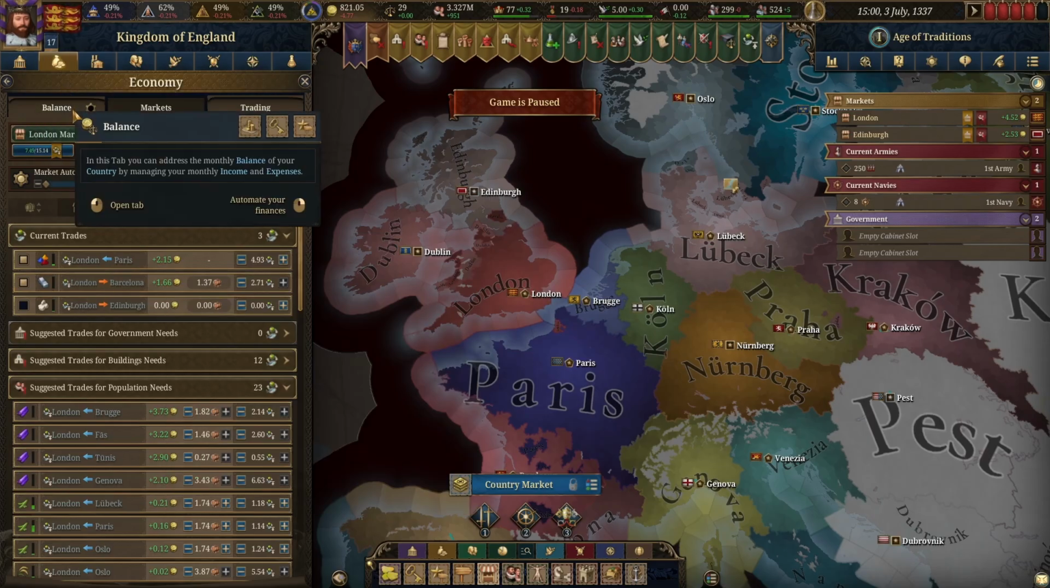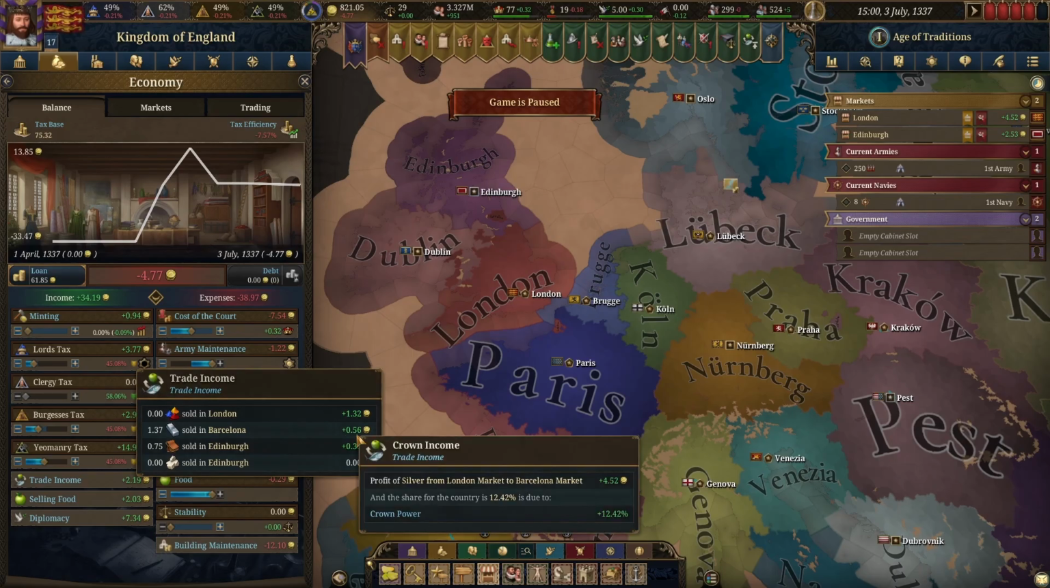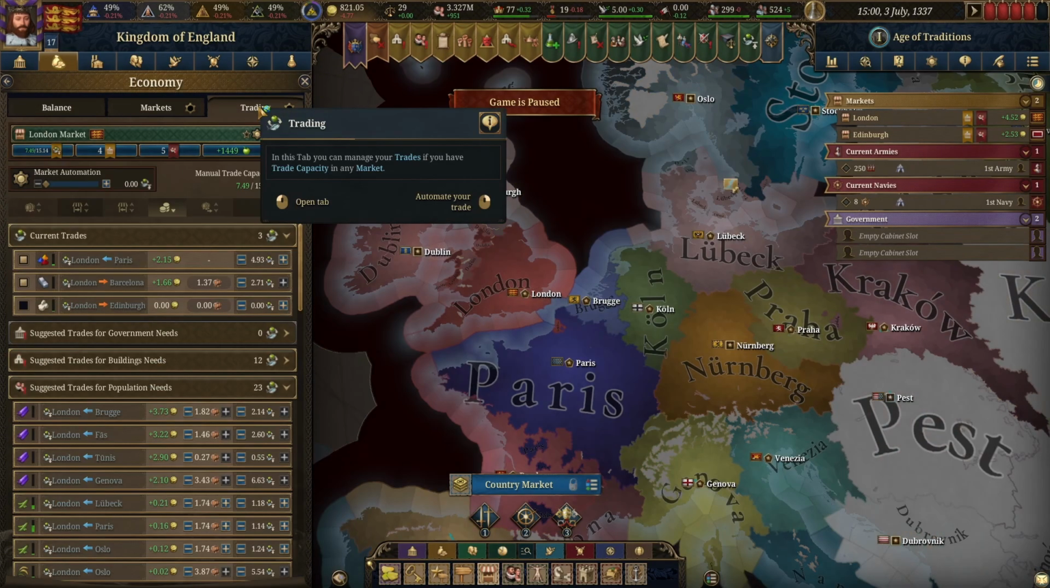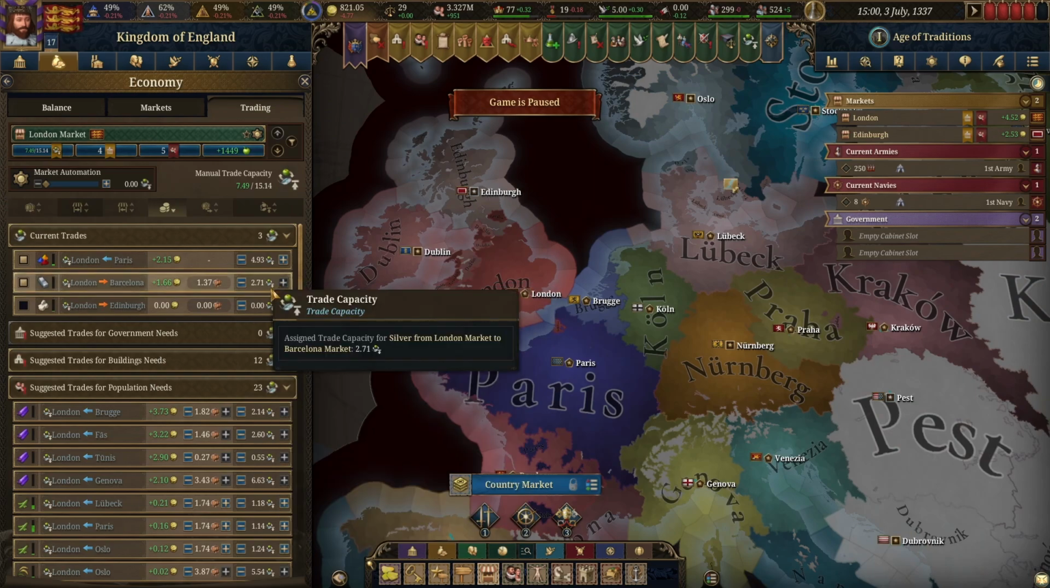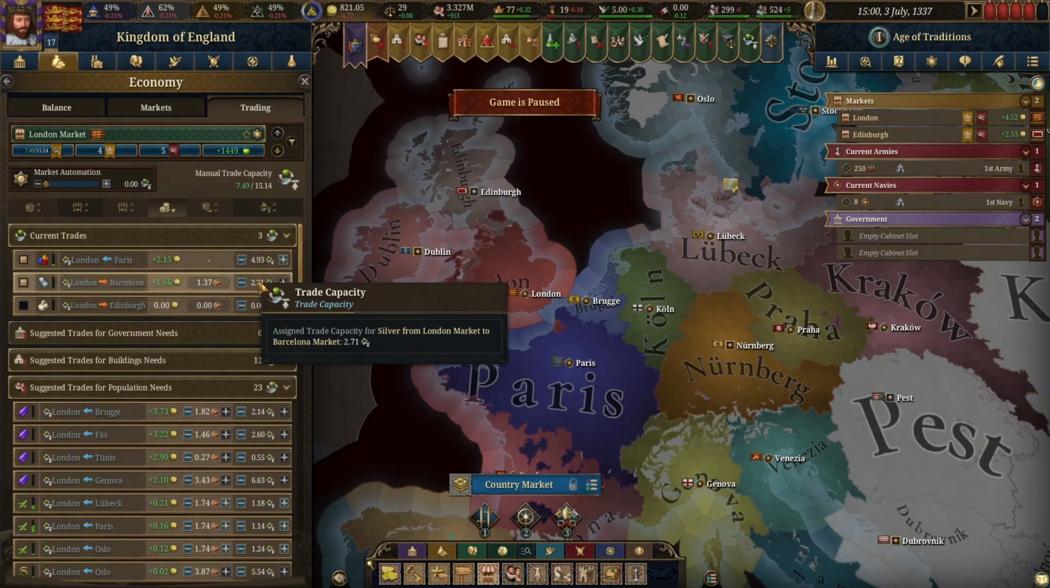If I go back to my balance screen, I go to my trade income, I sort by, I'm seeing that I'm getting a fraction of this because of my crown power, and I can see that the profit from silver market to Barcelona market is plus 4.52. Now lastly, you can adjust these sliders, how much trade capacity or even goods you want before you initiate the trade, or even during a trade, to adjust your profits or the needs of your populations as needed. So that being said, that was markets and trade in a nutshell.